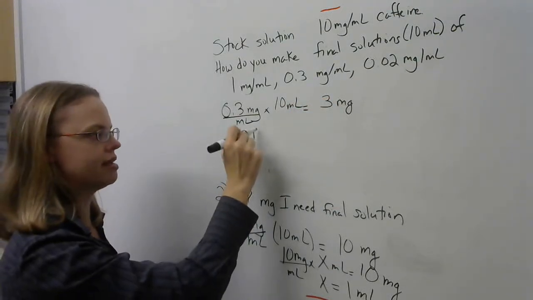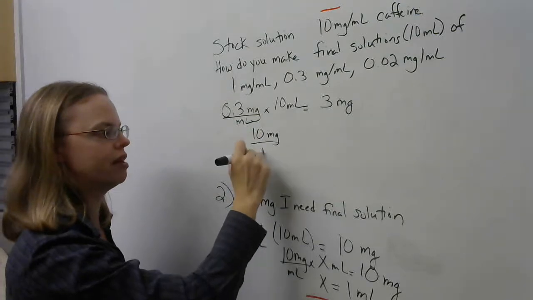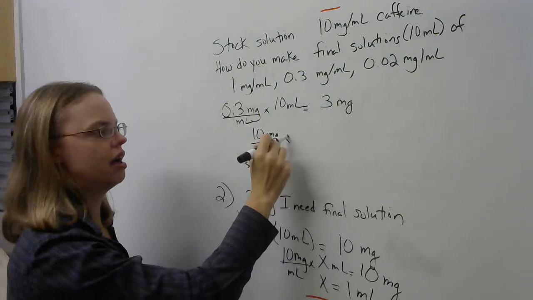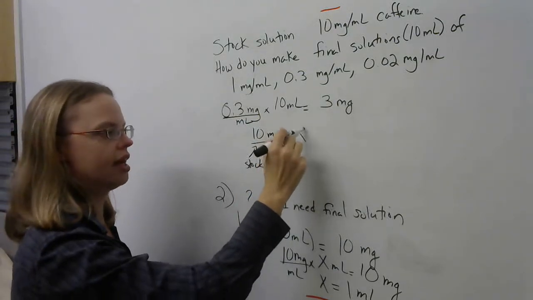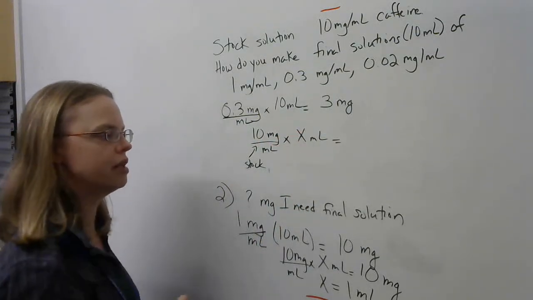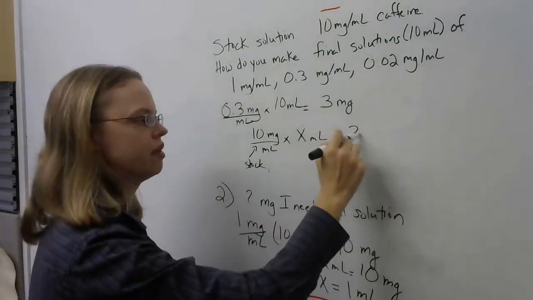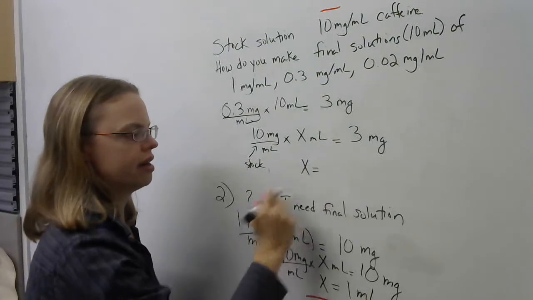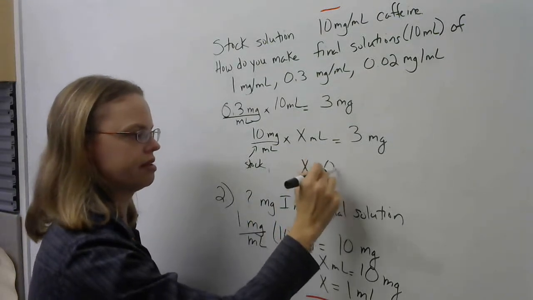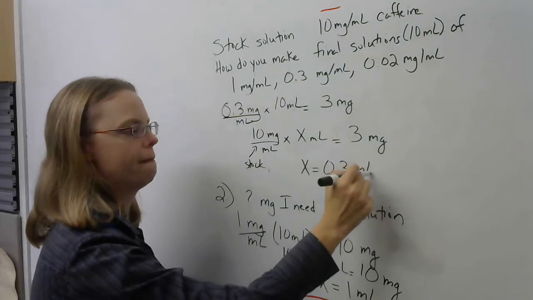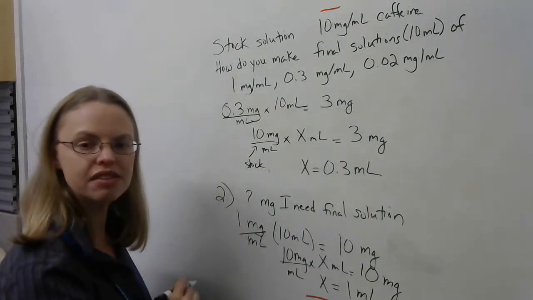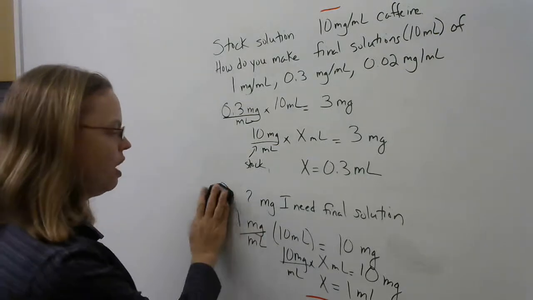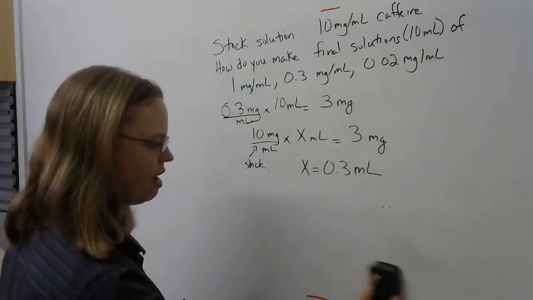Now I can do that same thing: 10 mg per mL, that's the concentration of the stock, times X milliliters. I want to solve for the number of milliliters that I need, equals 3 milligrams. And so X here is going to be equal to 3/10, 0.3 milliliters. Now you can see that that's a pretty fast and easy way to do it. Why did I put the low one on there? I wanted to make a point.